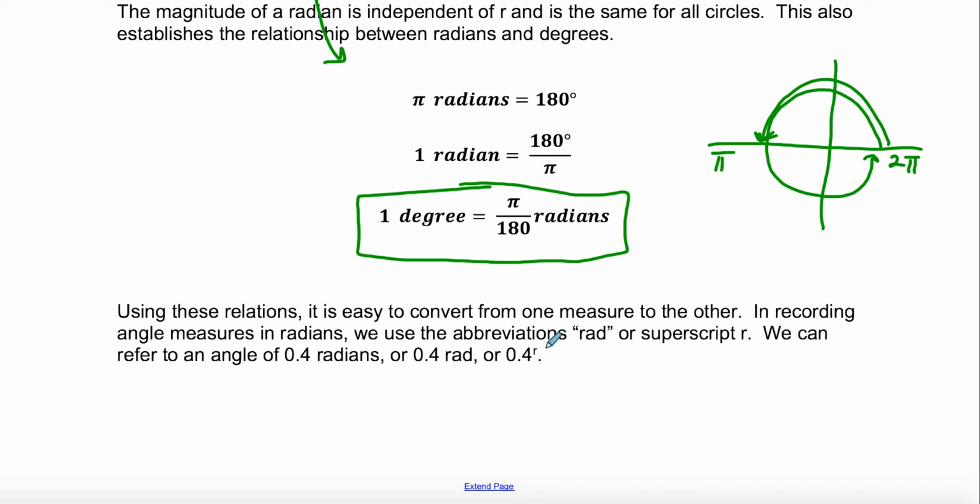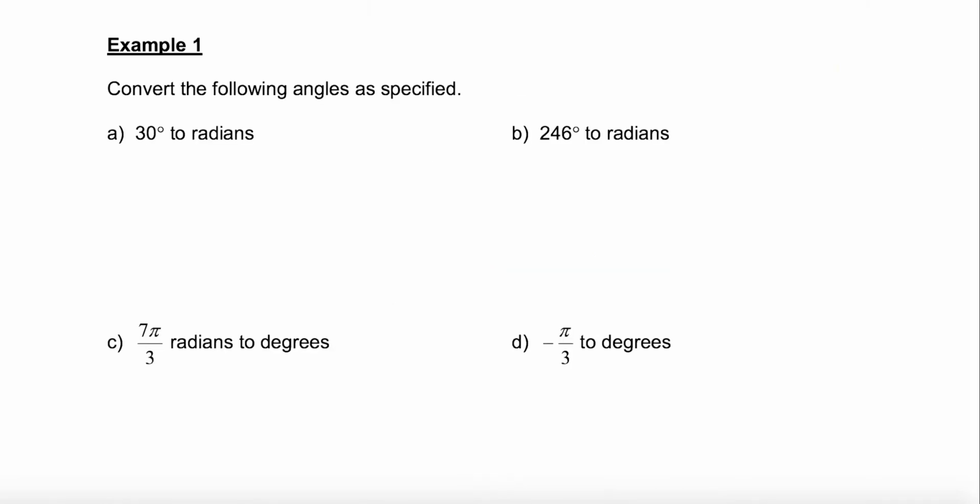We can refer to an angle of 0.4 radians, or we could call that 0.4 rad, or just a little superscript here that is a little tiny r for radians. You might see any of those notations. So if we just do a little practice with this, I think it'll make a lot more sense even with the next lesson that we do.